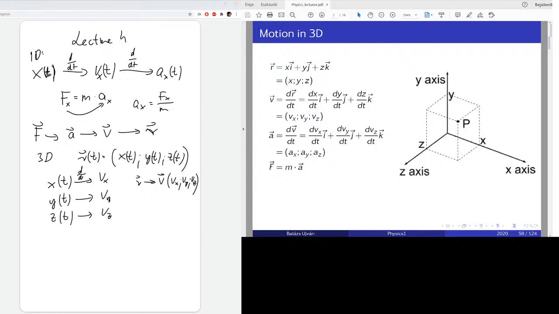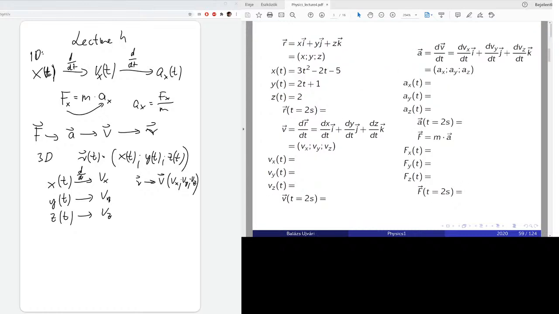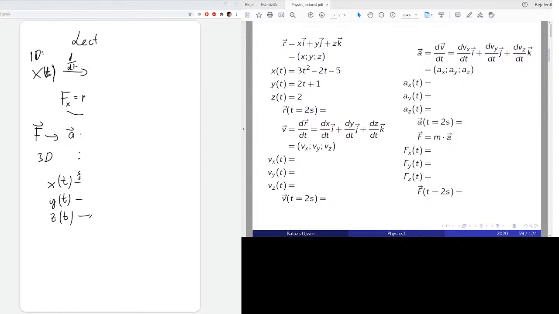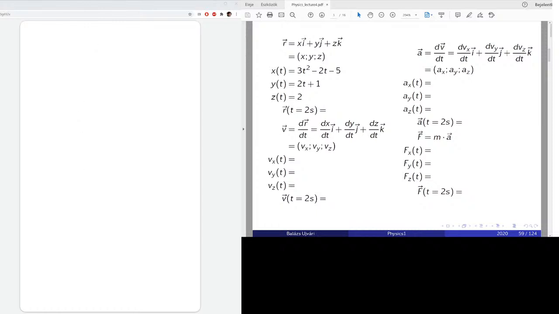Alright, how can we do that? You can see an example on the next slide. For example, I take a screenshot of it and clear the table. So what if I have a point-like body in 3D. It's expressed by x(t), y(t), z(t).